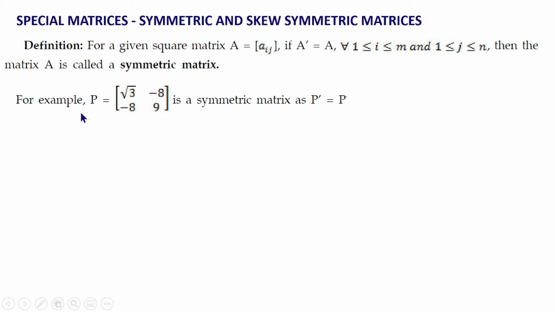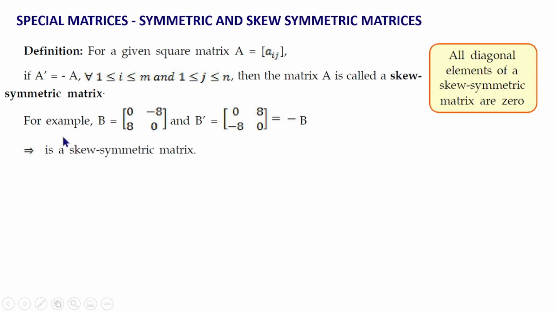Now moving on, we have symmetric and skew symmetric matrices. For a given square matrix A equal to [aij], if A dash equal to A for all i varying from 1 to m and j varying from 1 to n, then A is called a symmetric matrix. So if we have A transpose equal to A, then A is called a symmetric matrix. Say for example, if we consider this matrix P equal to root 3, minus 8, minus 8, 9, if we take the transpose of this matrix P, again we will get the same matrix. So this is a symmetric matrix.